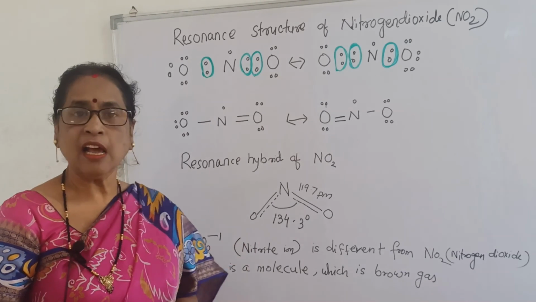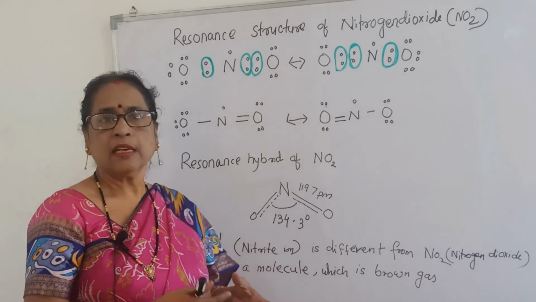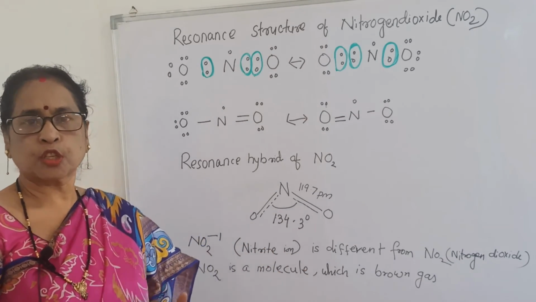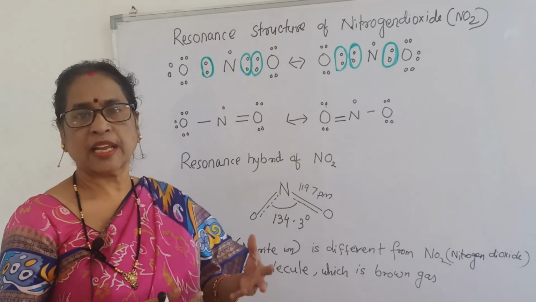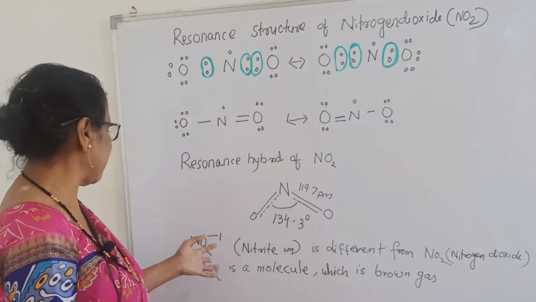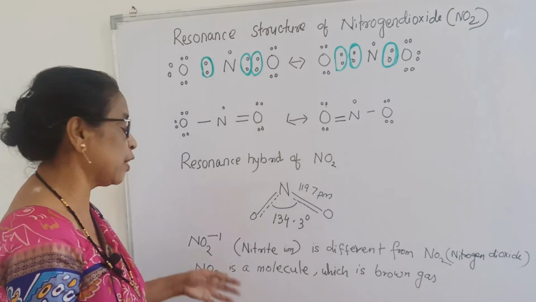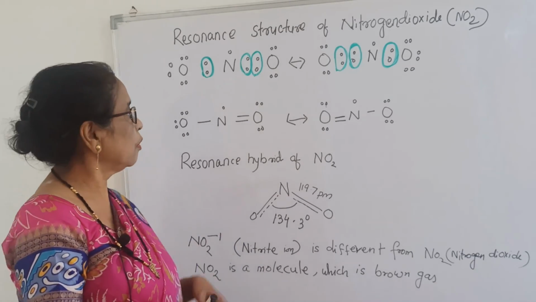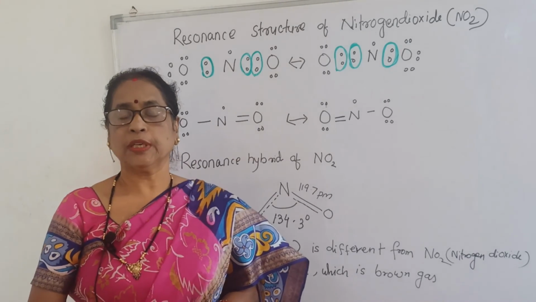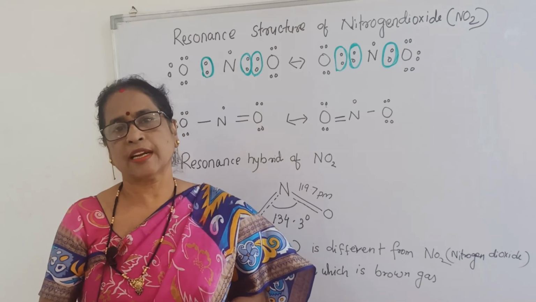I hope it is clear. NO2 minus 1 is a polyatomic ion, and don't do the Lewis structure of NO2 minus 1 as NO2. NO2 is totally different from NO2 minus 1. Later in class I will explain the Lewis structure and resonance structure of NO2 minus 1. I hope it is clear to you what is the Lewis structure of nitrogen dioxide, resonance structure and resonance hybrid structure of nitrogen dioxide.